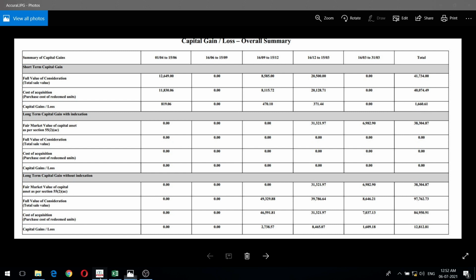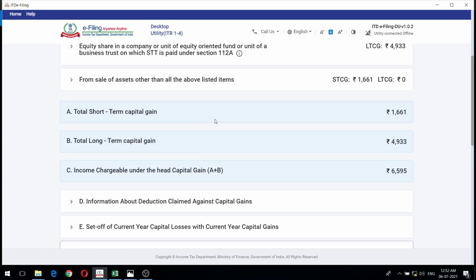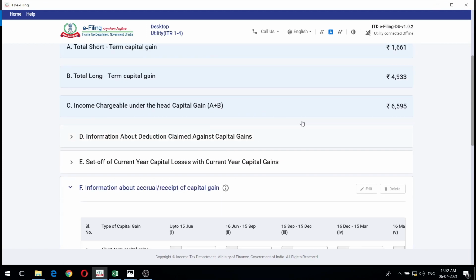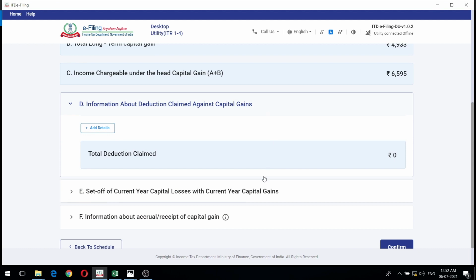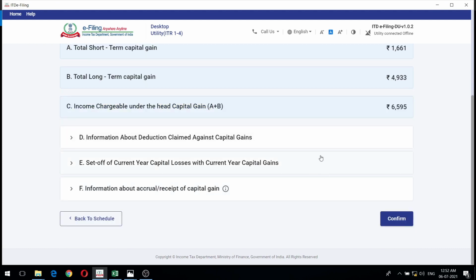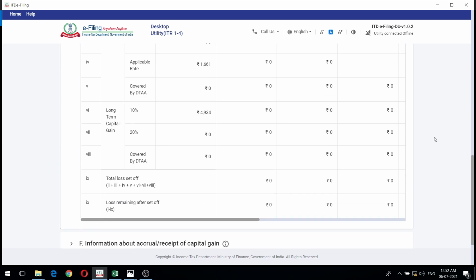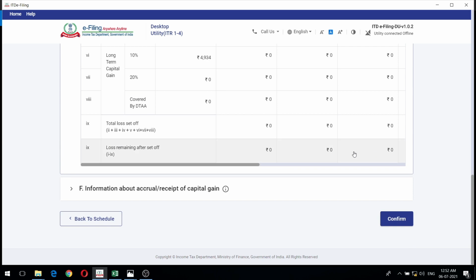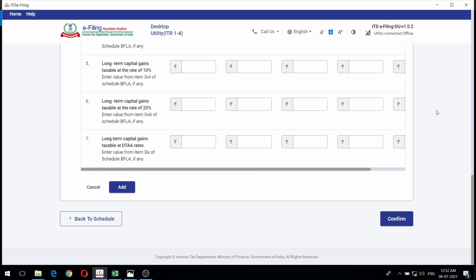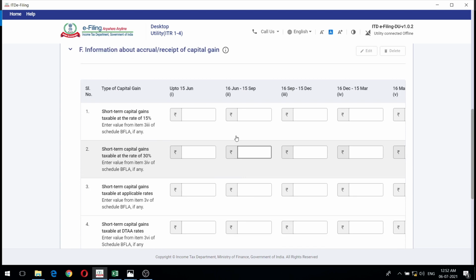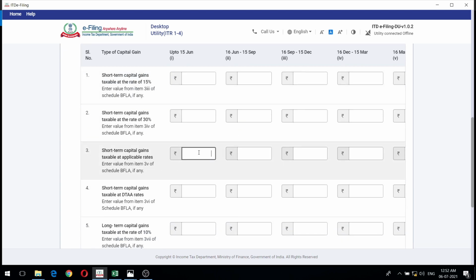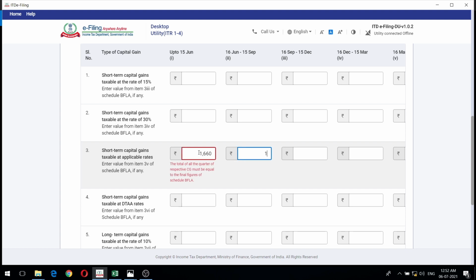But in our case it is 1661. Okay, fine. I'm just randomly filling it up. 1661, short-term capital gains, applicable rate. Let's say 1660, and the next one is 1.